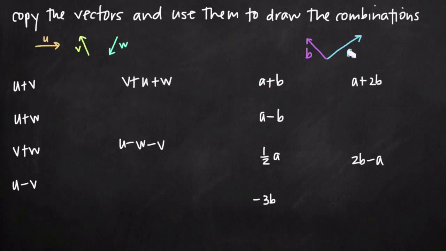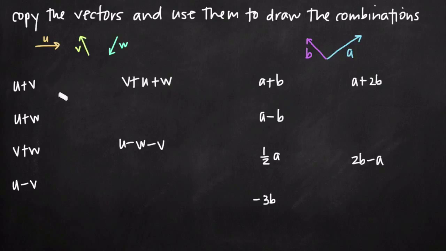In the second problem, we have 2 vectors a and b, which I've labeled, and we've again been asked to find these 6 different combinations of these given vectors. So here's what that's going to look like. Take u, v, and w here. We have 3 vectors. I have an orange, a green, and a blue, let's say.